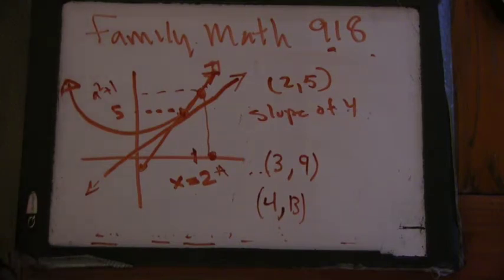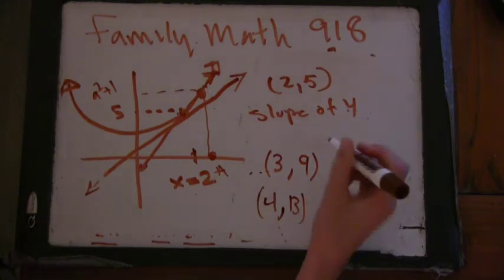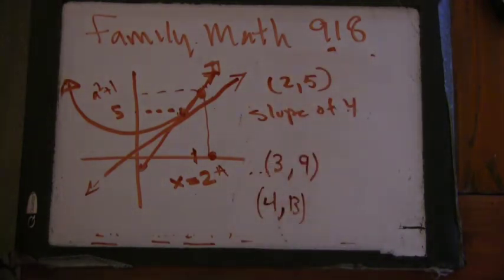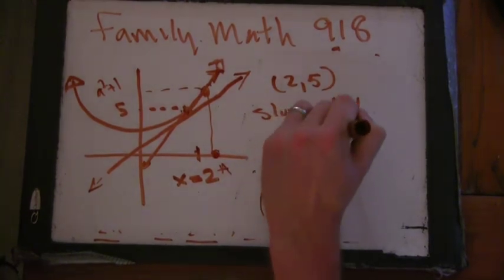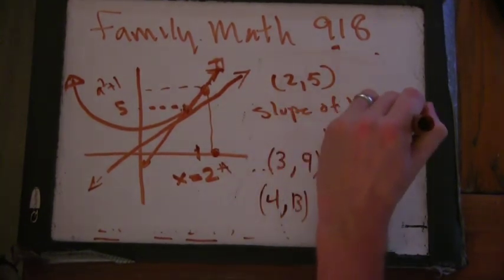The x is just the value of y. And it looks like you're subtracting multiples of 3 from that value. Yeah, sort of. What we end up with, when the slope is 4, our equation is going to be y equals 4x plus something.